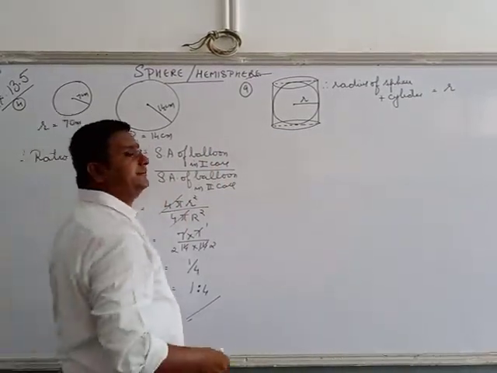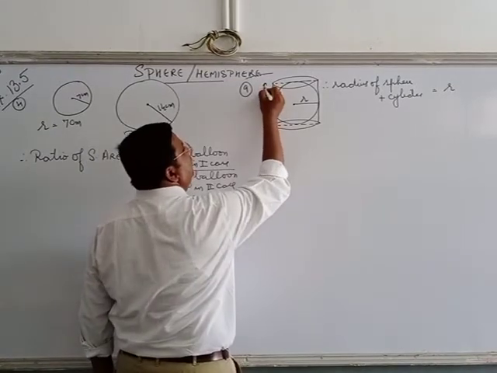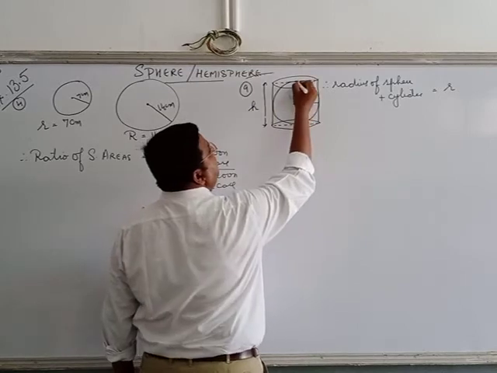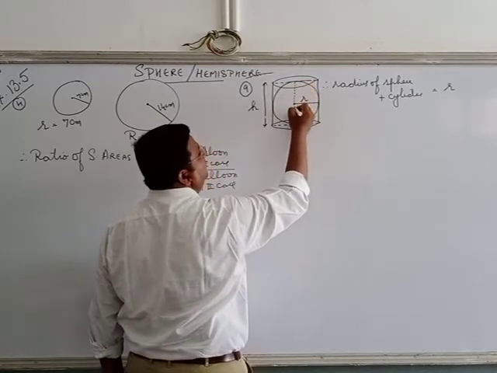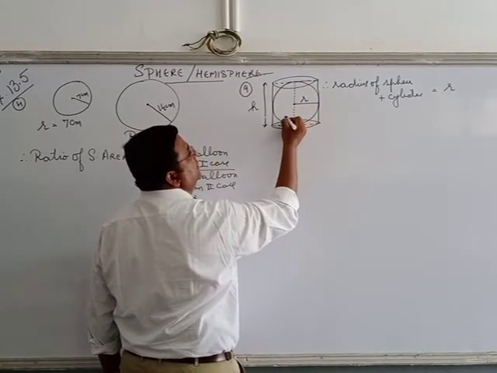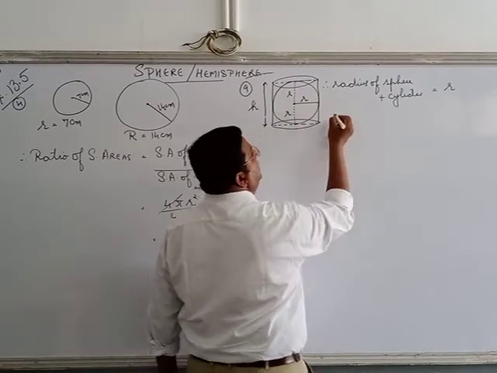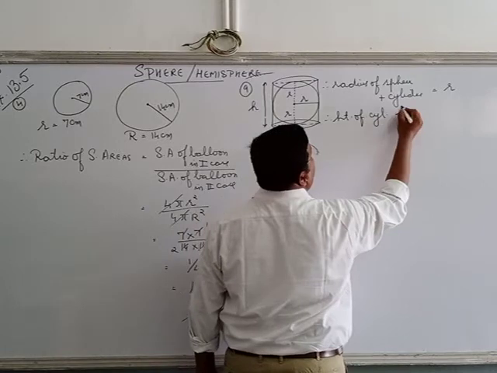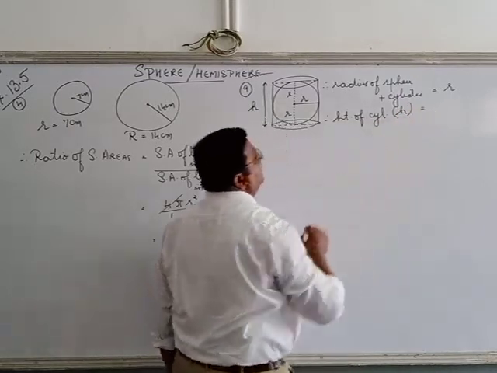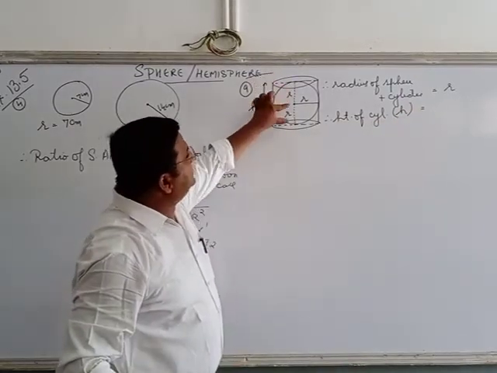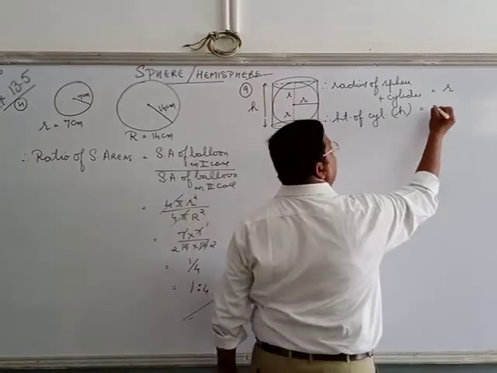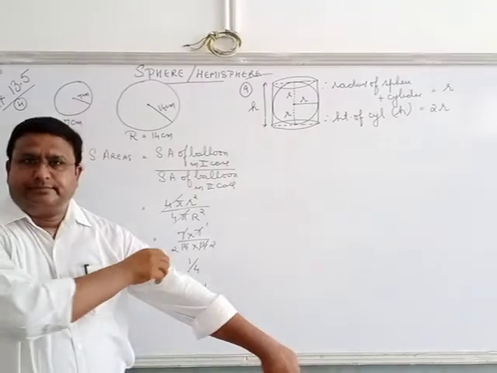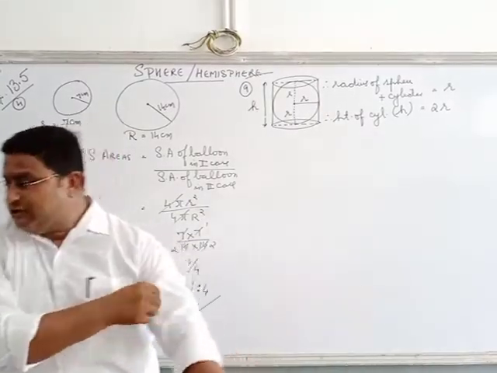Then check the height. Is this the height of the cylinder? That is h, and this height is made of this. This is r and this is also r. So therefore the height of the cylinder, that is h, is r plus r. That is how much? 2r. Correct? Any confusion? The first part is done.